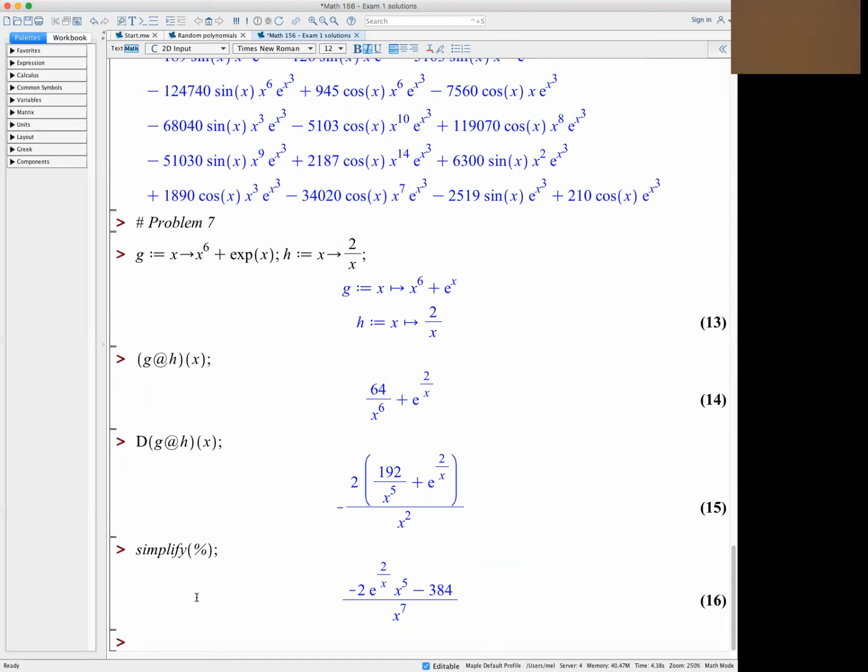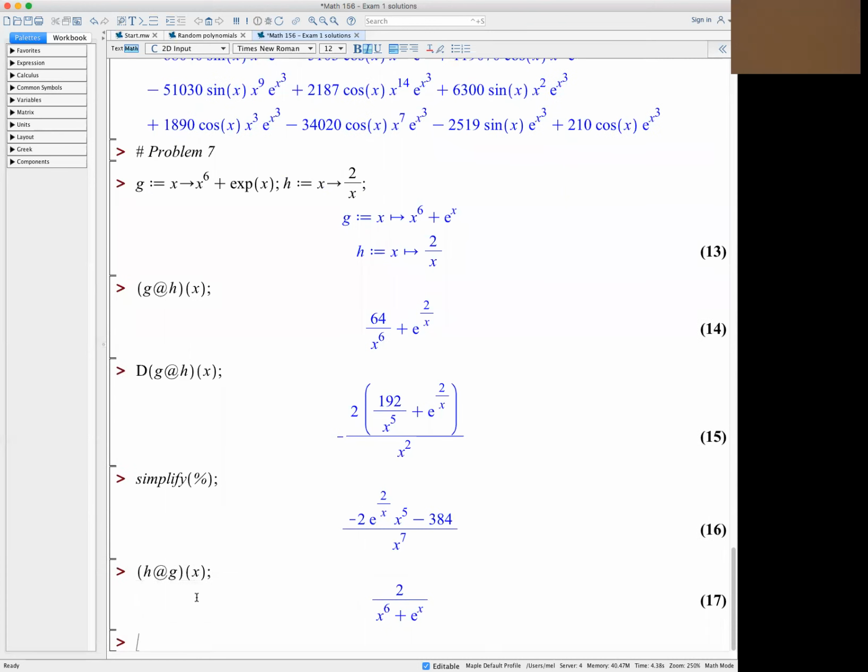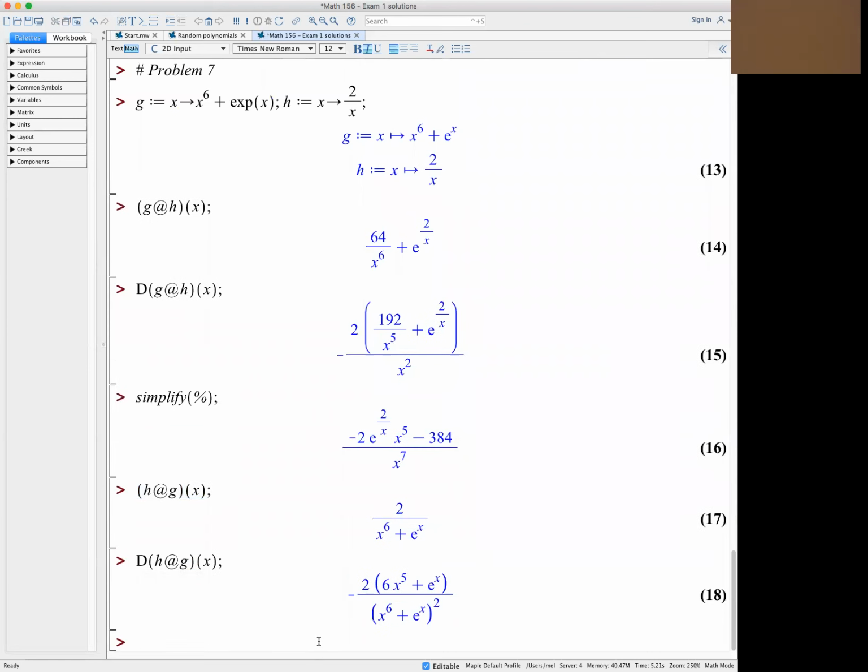And when you compose the functions in the opposite order, you get different functions. That's h composed with g, and the derivative of h composed with g at x is that.